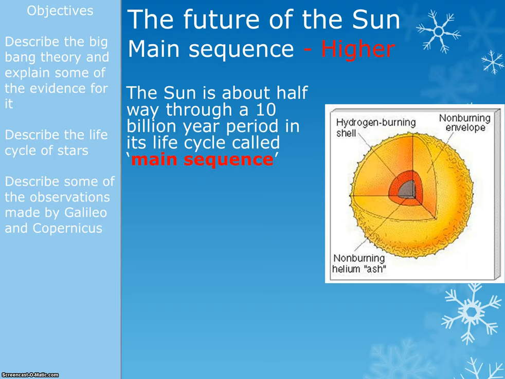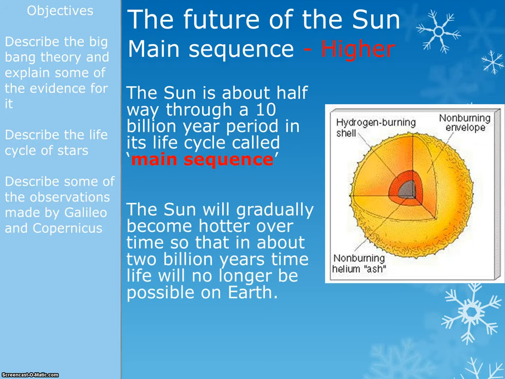So our sun is in its main sequence and it's still got a long time to go, sort of 5 billion years left. So that's the main sequence, that's the main bit. Now gradually it will become hotter, and eventually, by the time the sun reaches the end of its main sequence, it'll be too hot for life on Earth, but we've got about 2 billion years until that happens, so I think we're good for a while yet.